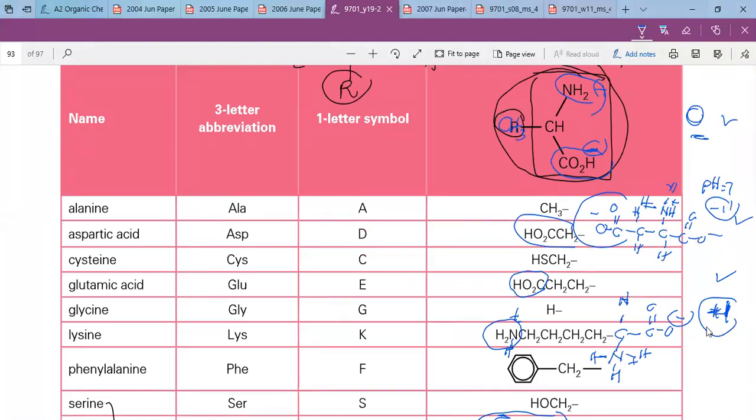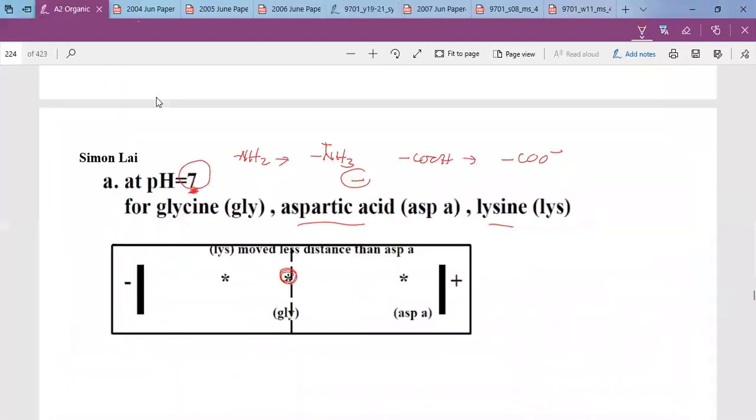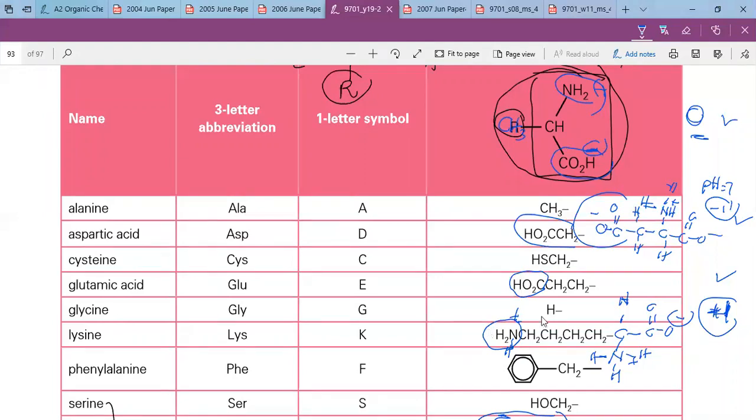Lysine, positive 1. So you can see here, aspartic acid, which is negative 1, moves to the positive, and lysine moves to the negative here. But the distance moved is also different. Here is shorter, here is longer, because lysine is a heavier molecule. More branching and all these things will affect the movement. Lysine is longer, so many C's here, so they move slower. So the direction and the rate.